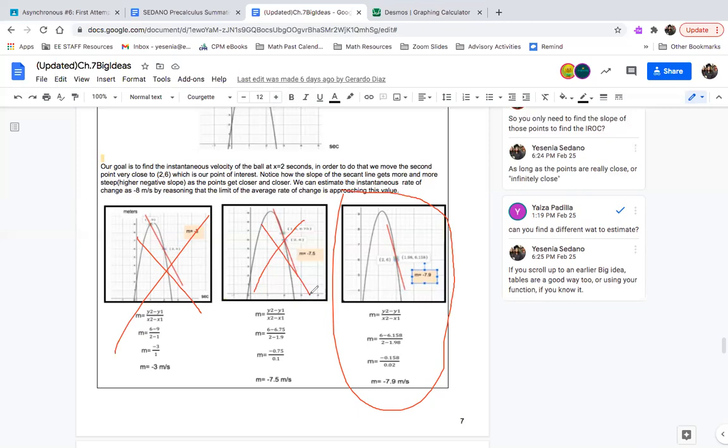But then we got to figure out what is the point of interest. That's another thing. Let me clear this up. And I see something in the chat. Let's see tomorrow.